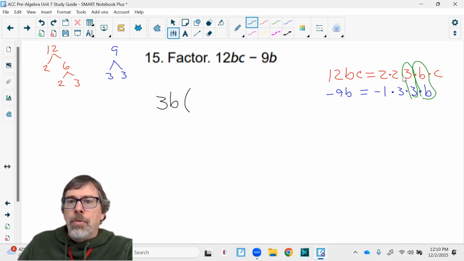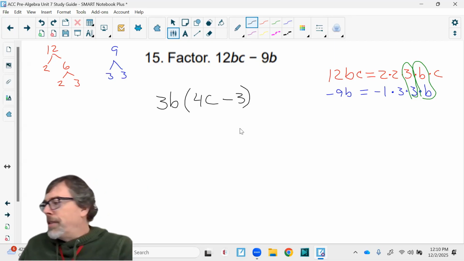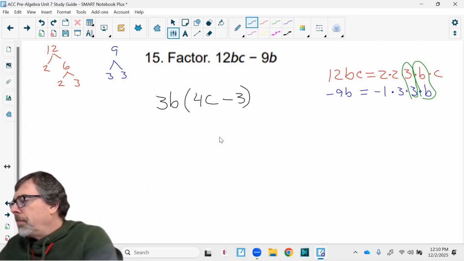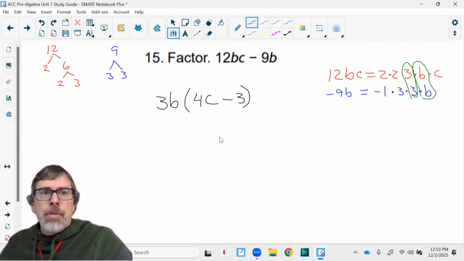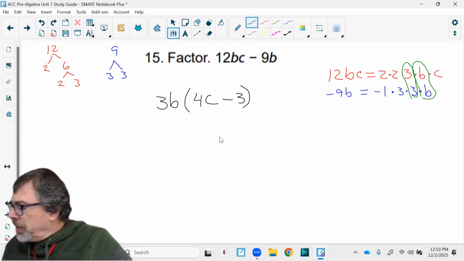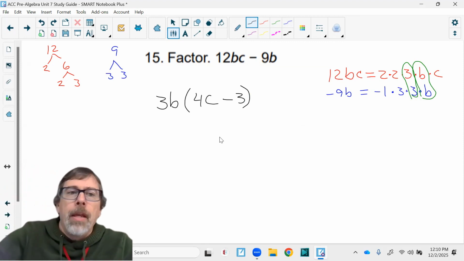In parentheses, what was left from the 12bc portion was 2 times 2, which is 4, and a c. So 12bc divided by 3b is 4c, and then it's minus, and I have this right here, 3 times 1, which is 3. So it is 3b times 4c minus 3. Just checking my work here. What number was that? 15? 3b times 4c minus 3. Okay, next.